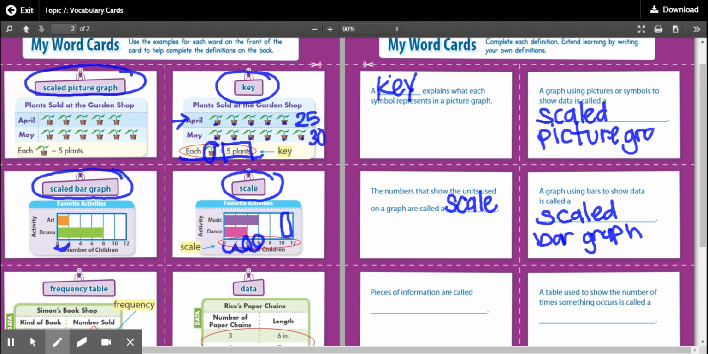All right, I hope this helps you as you go about completing this unit, and you're going to have an opportunity to practice with these vocabulary terms, not only in the vocabulary exercise, but of course in every lesson that we do. So good work, everybody. Thanks for listening.